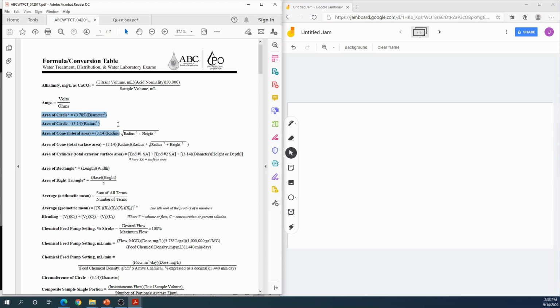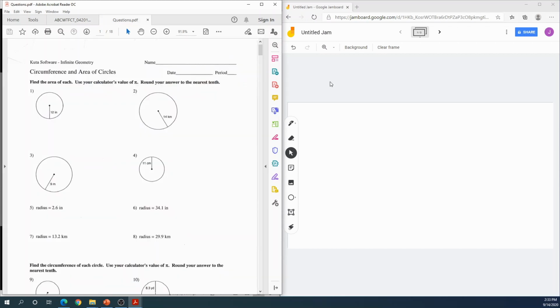And area of a circle, there's two ways we can do this. It's going to be either 3.14 times the radius squared, or also pi times radius squared, or we can use 0.785 times diameter squared. Throughout today, I'm going to just go ahead and use area of a circle of 0.785 times diameter squared to be consistent.